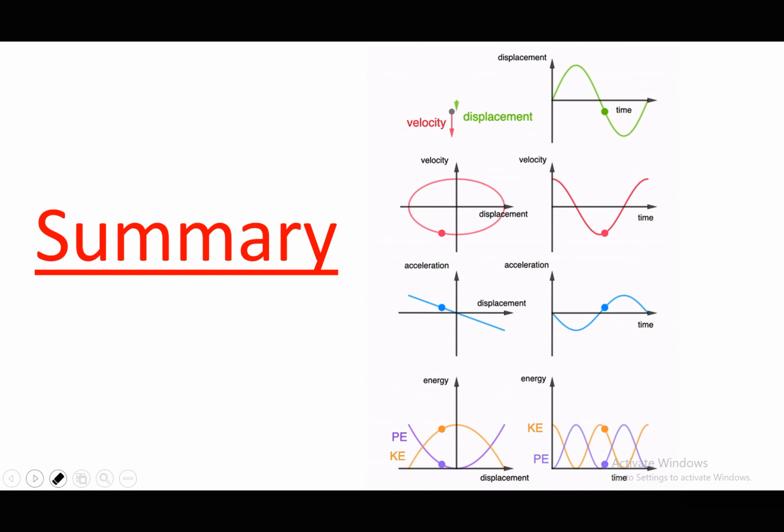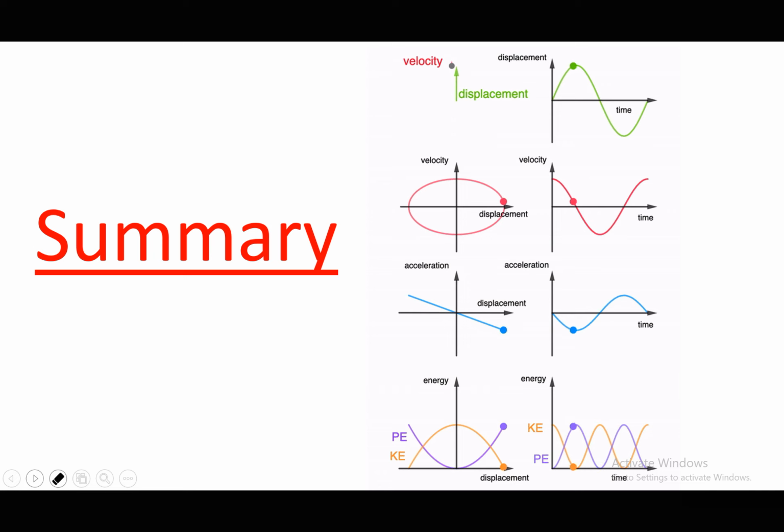So this summarizes all the graphs for simple harmonic motion. Remember, if the displacement is to one side, the displacement becomes maximum, the velocity becomes 0. And if the displacement becomes 0, the velocity becomes maximum. A graph of displacement against time, that one we already know from AS. A graph of velocity against displacement is an oval shape. And of course, a graph of velocity against time is a cosine curve.